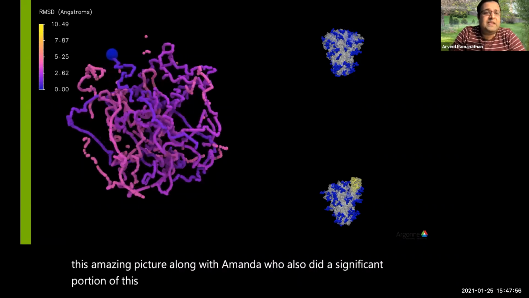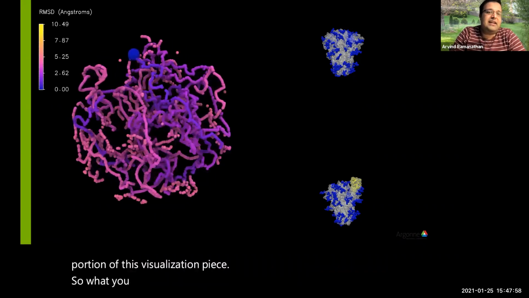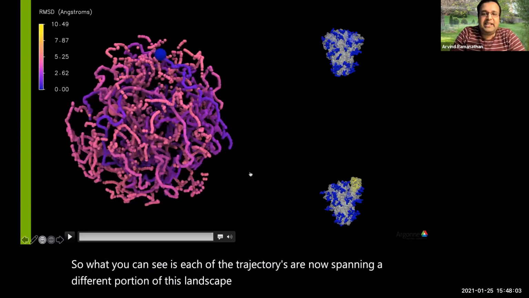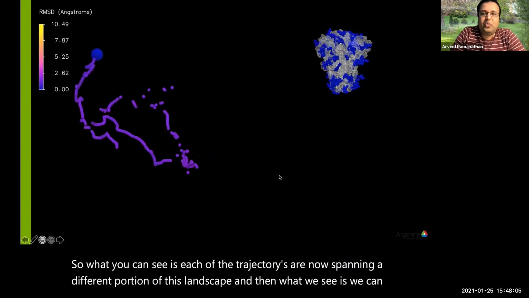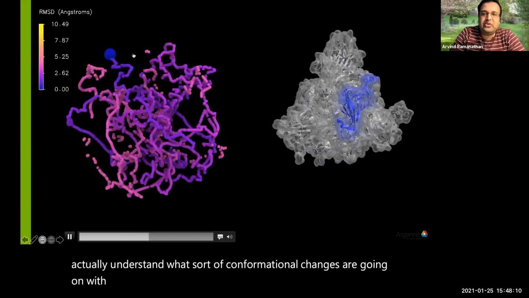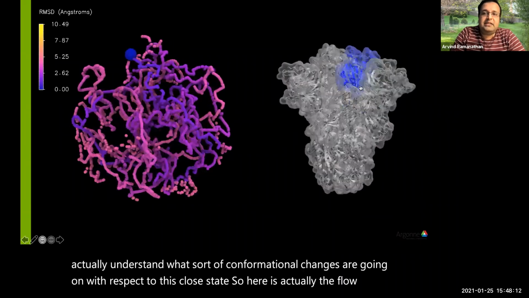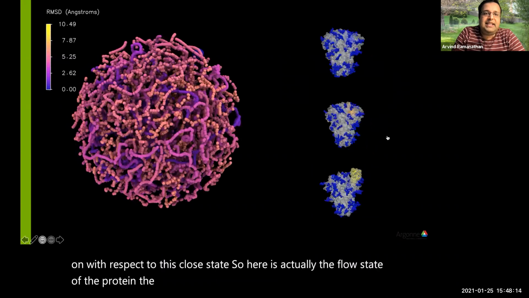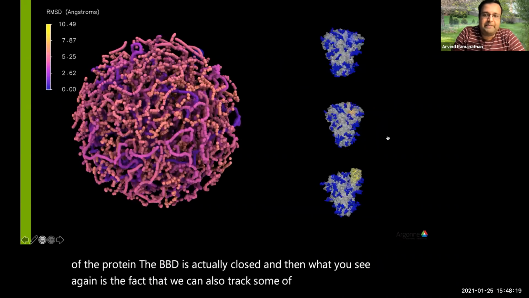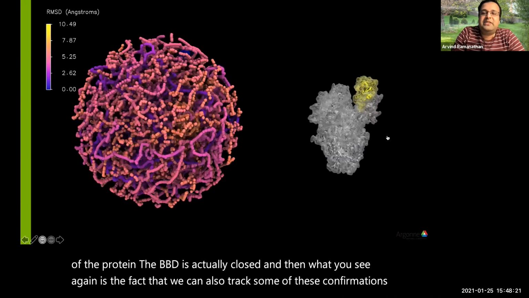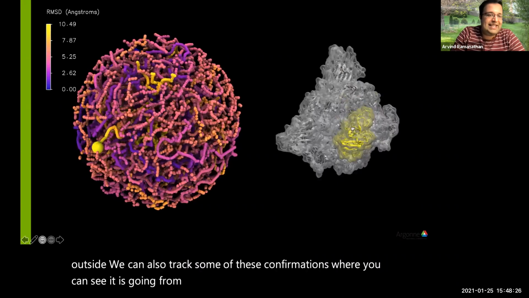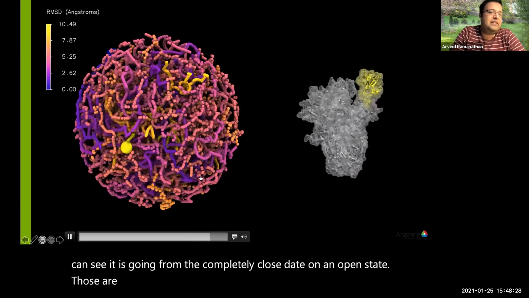visualization piece. So what you can see is each of the trajectories is now spanning a different portion of this landscape. And then what we see is we can actually understand what sort of conformational changes are going on with respect to this closed state. So here is actually the closed state of the protein. The RBD is closed. And then what you see again is that we can also track some of these conformations, where you can see it going from the completely closed state to an open state, and those are all mapped differently in the different parts of this landscape.